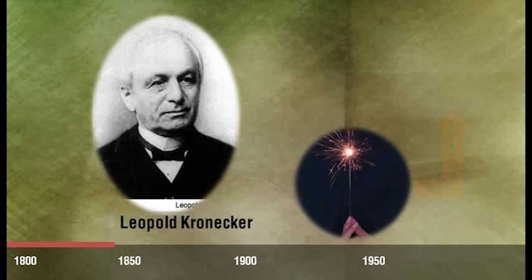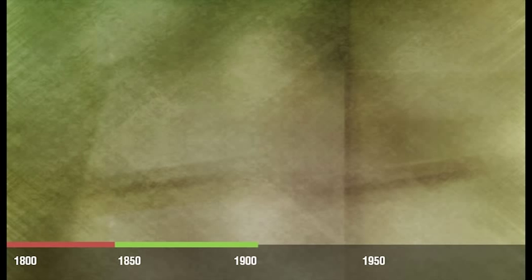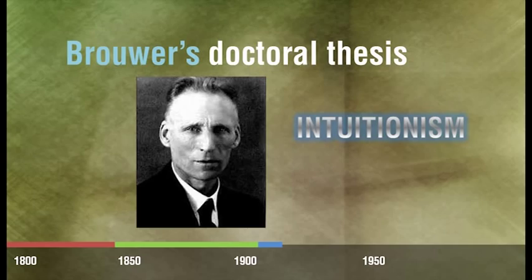In 1902, Gottlob Frege and Bertrand Russell had a similar discussion on the topic. However, it was in 1907 that intuitionism was properly introduced by the Dutch mathematician Brouwer.